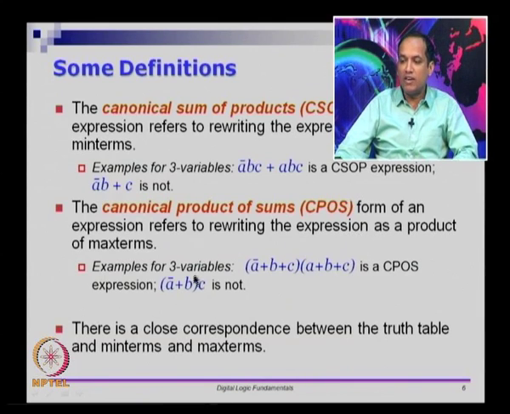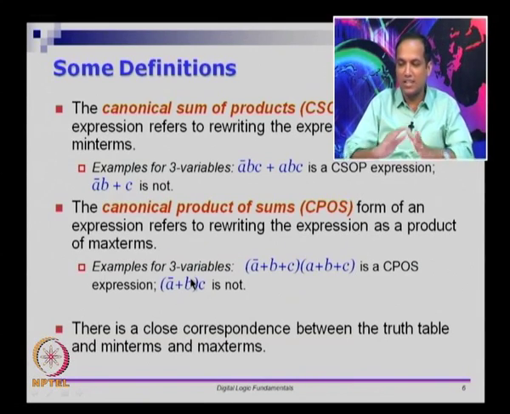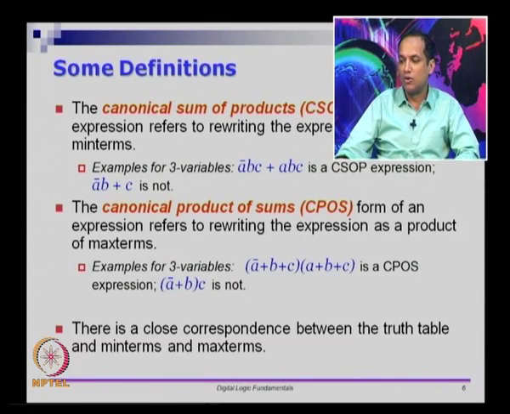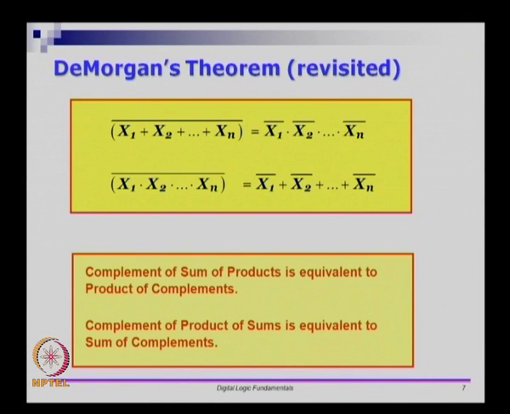The reason we have these max terms, min terms, canonical sum of products and all of this mumbo jumbo is because there is a direct correspondence between the truth tables and min terms and max terms. So, let us take a look at DeMorgan's theorem.